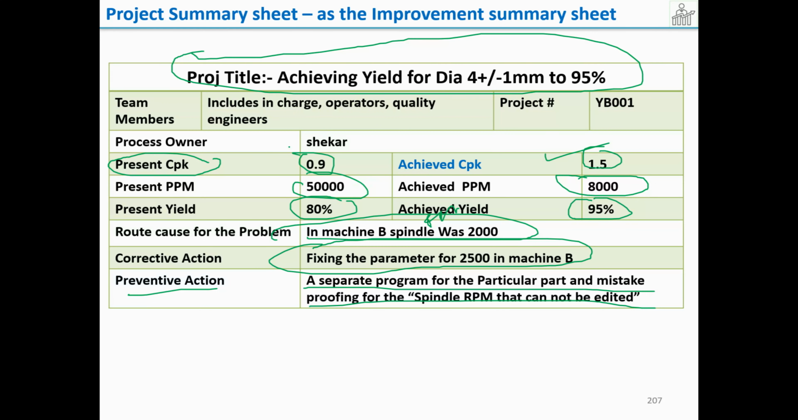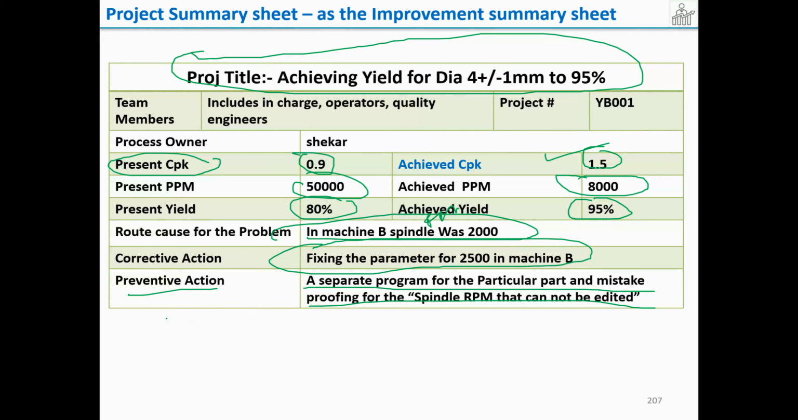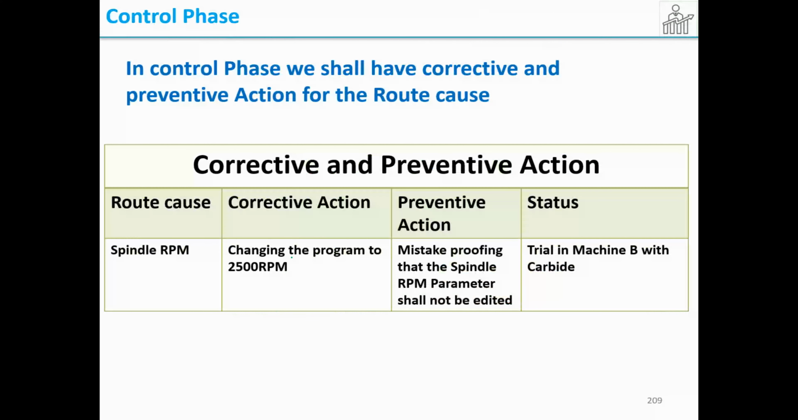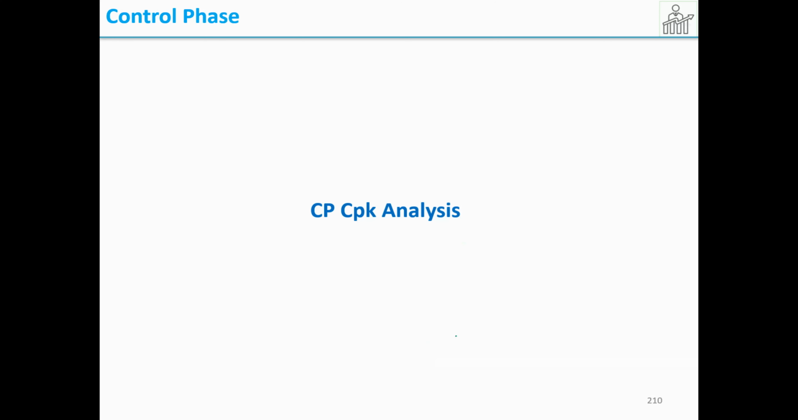So after improving and completing the project charter, we can go to the control phase. The solutions that we have provided in the preventive action should come under the system. So this is the root cause. Corrective action we have taken, preventive action we have also taken. This is the corrective and preventive action status. And we are going to fix the parameter, update the working section in the control phase, and say that this is what should be followed in production. Next, we are going to see CP/CPK analysis.